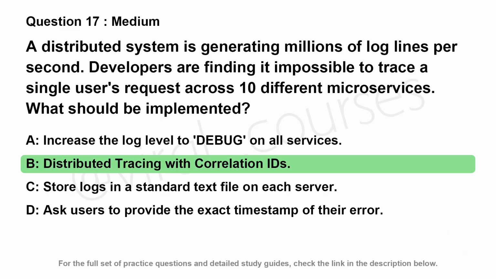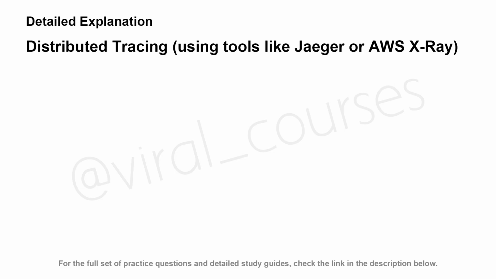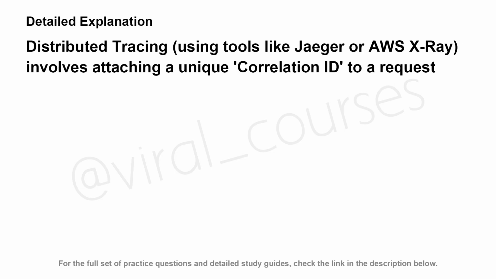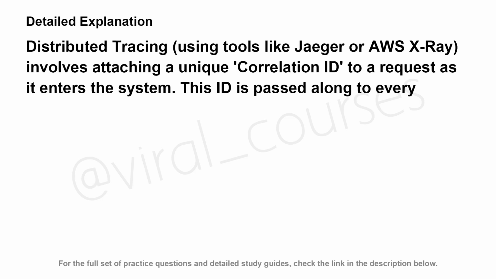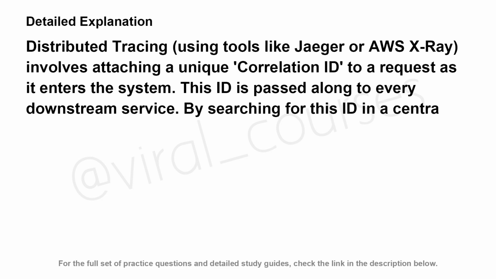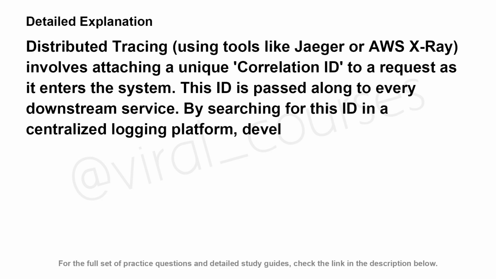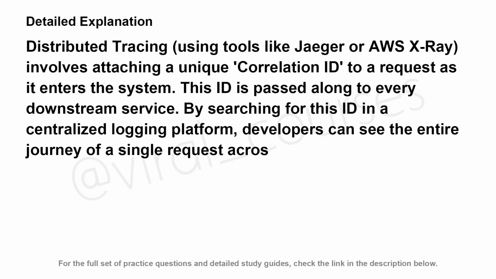The correct answer is B. Distributed tracing, using tools like Jaeger or AWS X-Ray, involves attaching a unique correlation ID to a request as it enters the system. This ID is passed along to every downstream service. By searching for this ID in a centralized logging platform, developers can see the entire journey of a single request across the whole architecture.